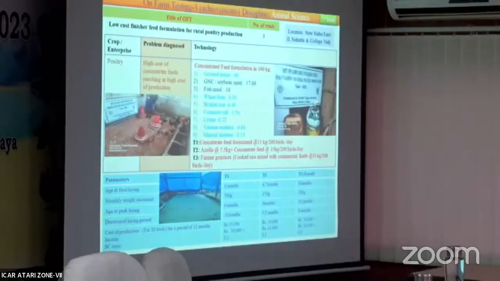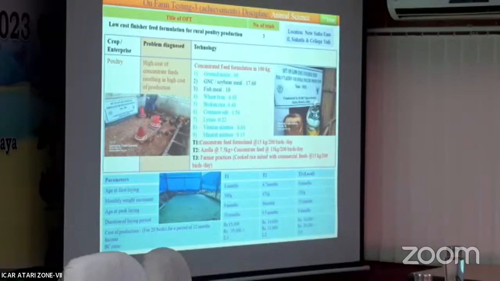Here the parameters we took were age at first laying. Under T1, it was observed in the 6th month, under T2, 6.7 months, and under the local practice, 8 months. The monthly weight increment under T1 was 500 gram, T2 470 gram, and T3 350 gram. Age at peak laying was 9 months in T1, 9 months in T2, and 10 months in T3. The duration of the laying period varies from 10 months in T1, 9.5 in T2, and 8 months in T3.